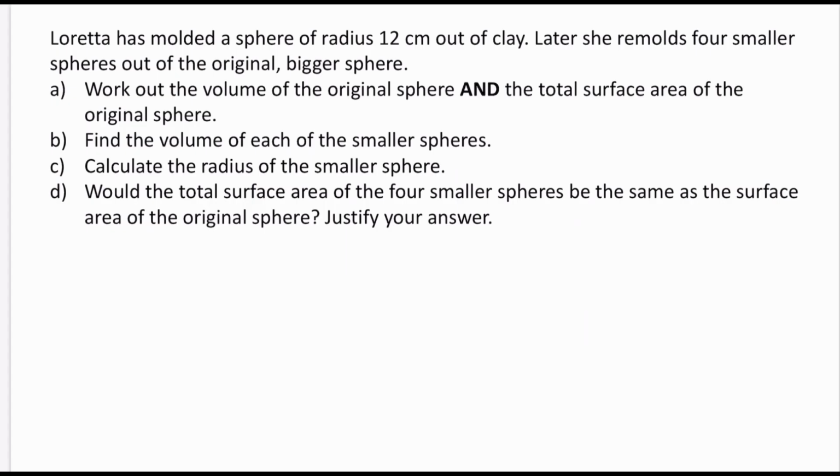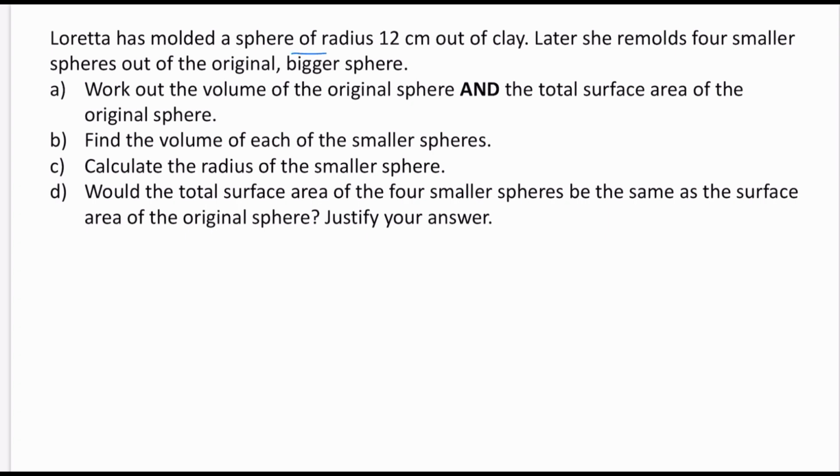So now in this third and final video, it says Loretta has molded a sphere of radius 12 centimeters out of clay. Later, she remolds 4 smaller spheres out of the original bigger sphere. Work out the volume of the original sphere and the total surface area of the original sphere. So there are multiple parts to this question. Let's first work with part A. Part A says to work out the volume of the original sphere.